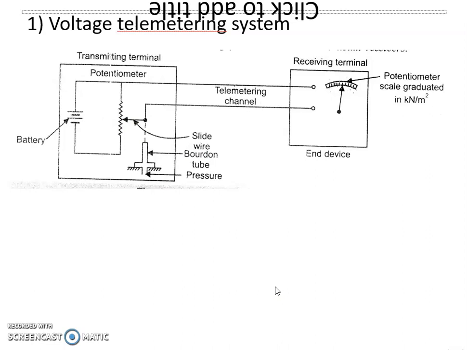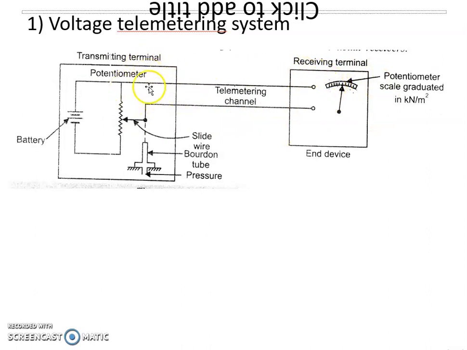In these voltage telemetry systems, the measurand, that is the quantity to be measured, is converted to either AC or DC voltage signals. For such systems, self-balancing potentiometers are used as receivers. So let us see its construction first. The voltage telemetering system is divided into three parts: transmitting terminal, telemetering channel, and receiving terminal.